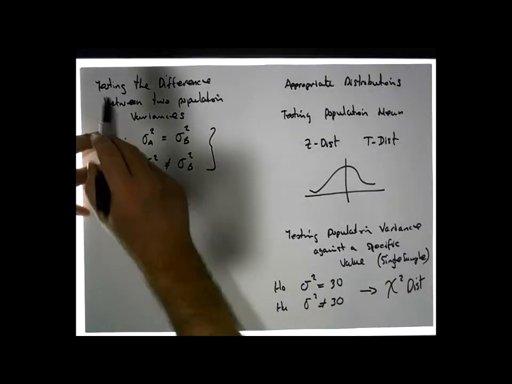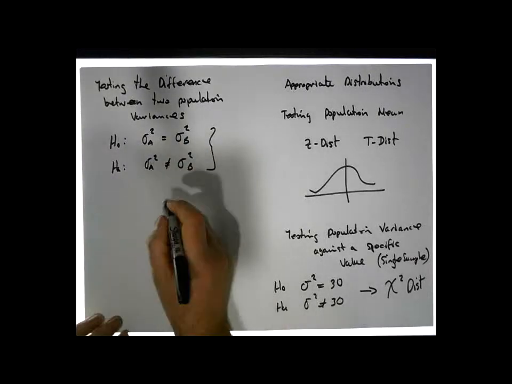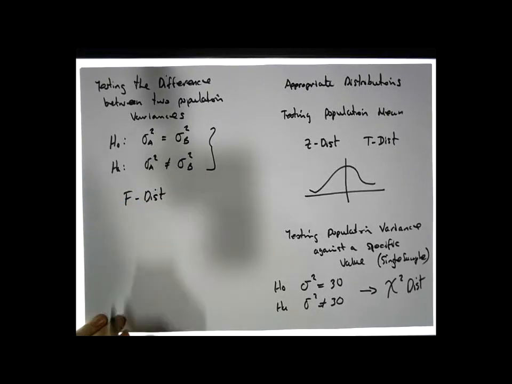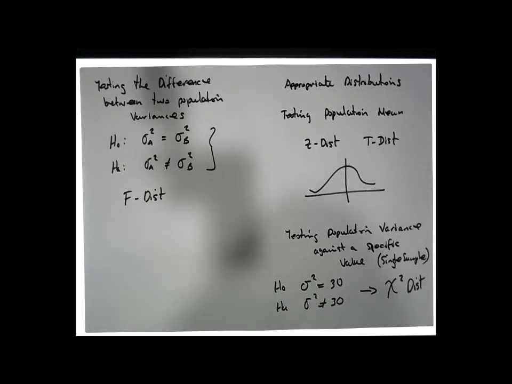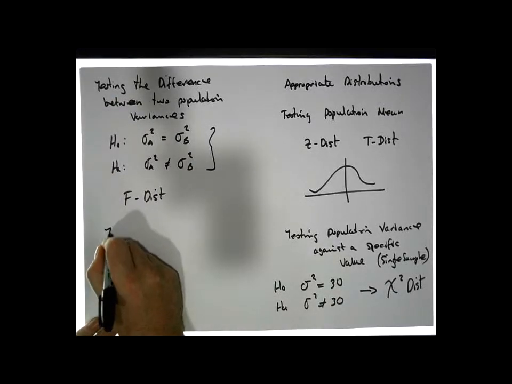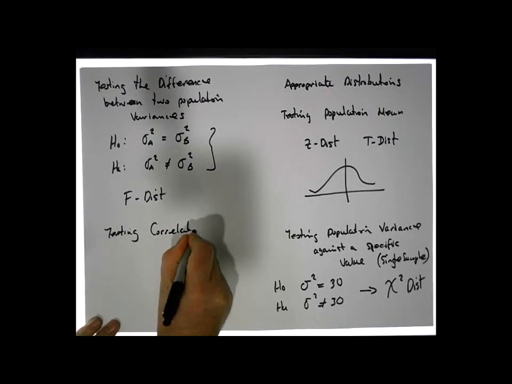So if we want to test for differences between variances, then what we have is an F distribution. That is the distribution to use in that particular case. Let's say if it's a correlation coefficient, so we're testing a correlation coefficient.